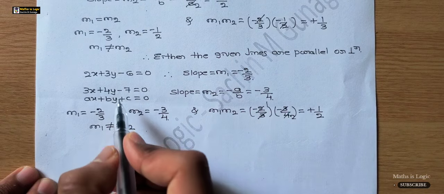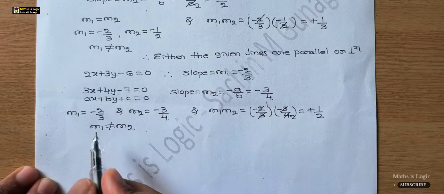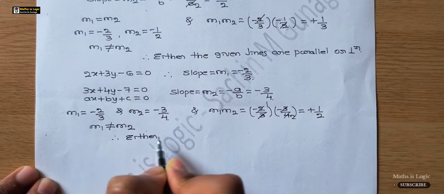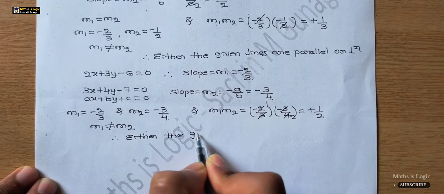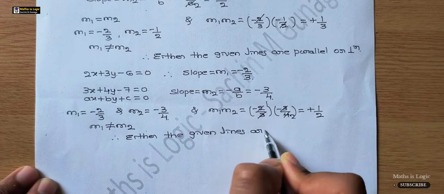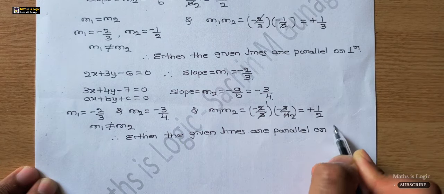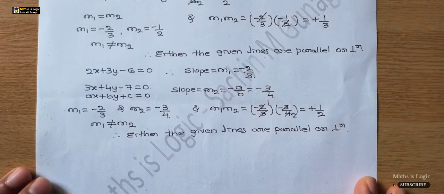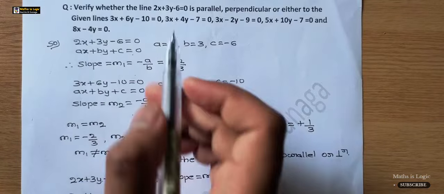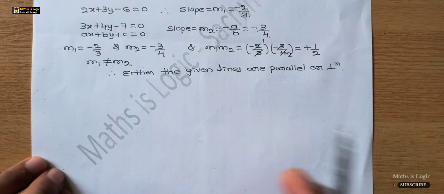That means these two lines are either parallel or perpendicular. Therefore, write: either the given lines are parallel or perpendicular. So next, go with the third line.